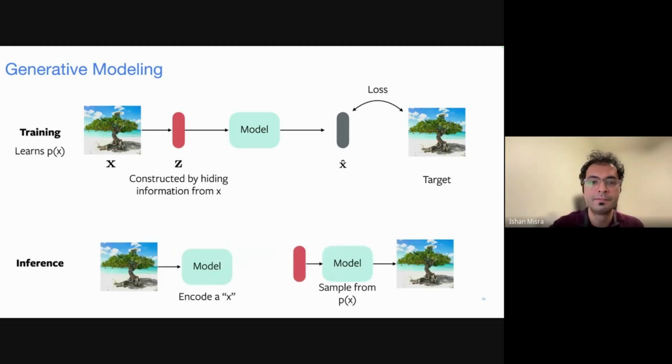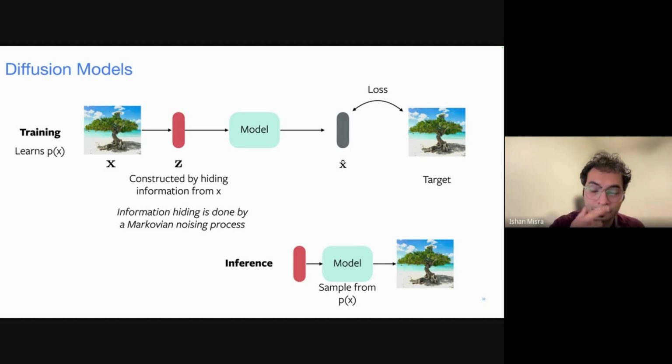Of course, there are differences. I think the biggest difference is that in discriminative learning, we care about different things at inference. At inference for discriminative learning, we care about encoding an X, or encoding an image, and trying to get a representation from it. Whereas for generative models, we want to sample from this P of X. So what we want at inference is basically almost no information, or very limited information, in our Z, and then sample different things from our distribution.